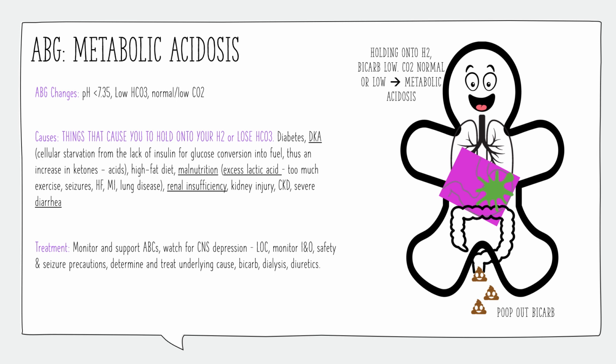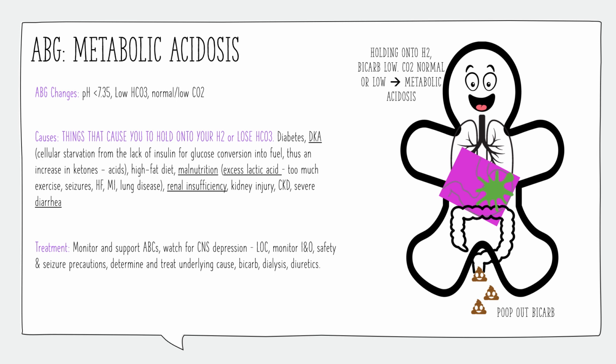How do we treat it? ABCs, watch for CNS depression. They might have level of consciousness changes. Monitor their I&Os. Get them on seizure precautions. Figure out what the underlying cause is. You might want to consider dialysis, diuretics, or bicarb injection.